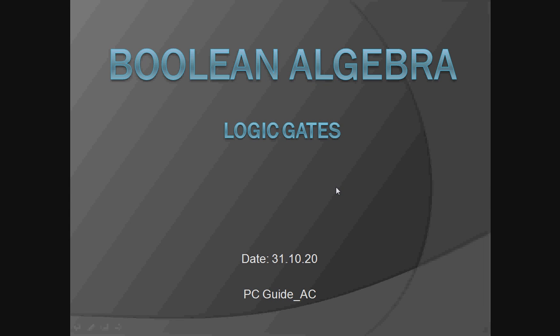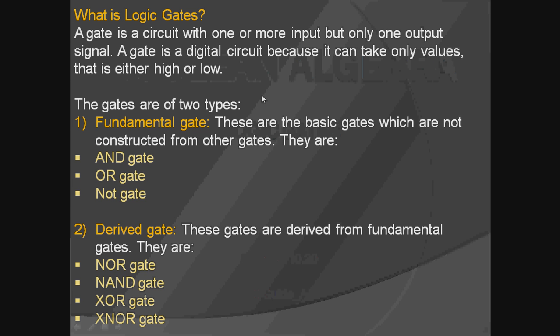Hello everyone, so we're continuing with the chapter Boolean algebra, and today we'll be discussing logic gates. So what is a logic gate? A logic gate is a circuit with one or more inputs but only one output signal. A gate is a digital circuit because it can take only values that are either high or low. High represents 1 and low represents 0.